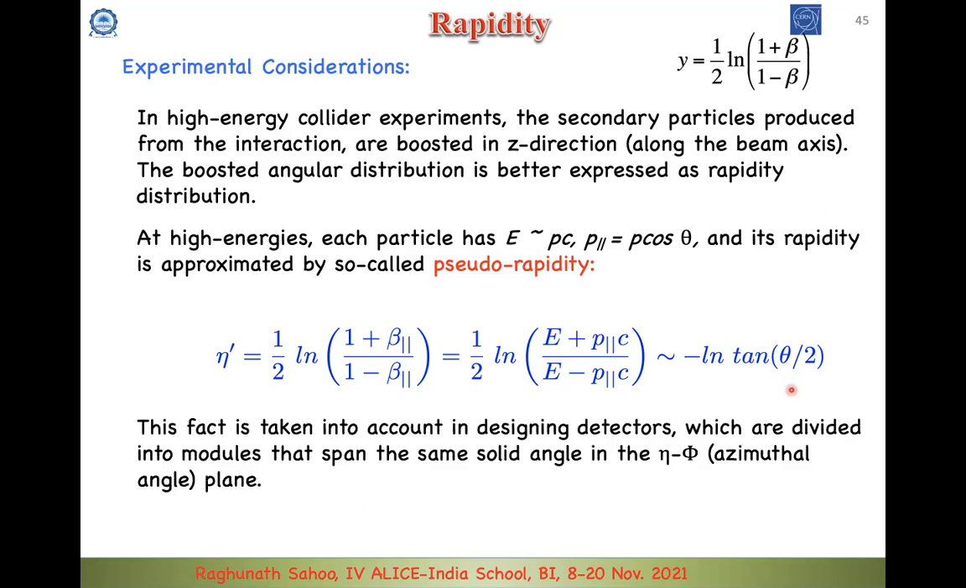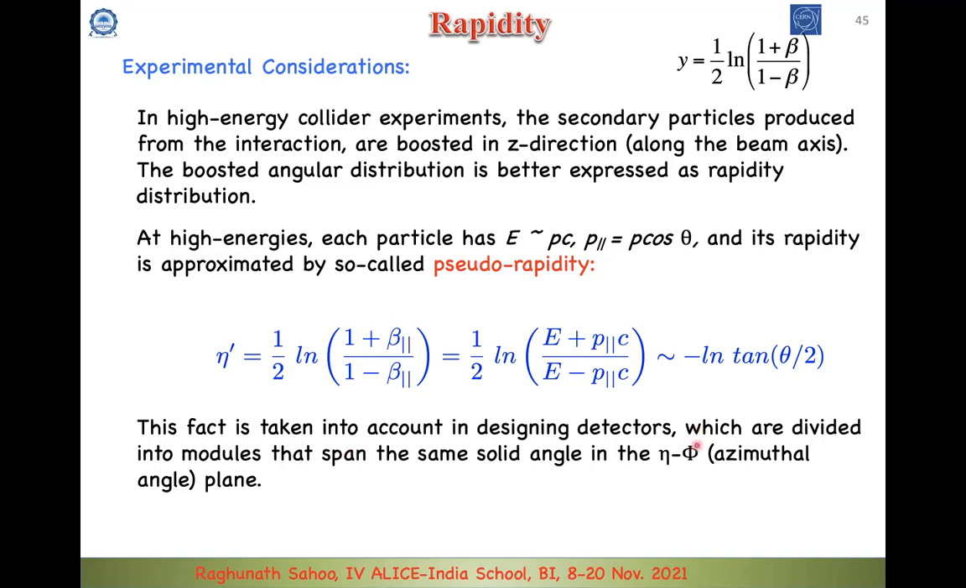So at very high energies, we can approximate rapidity with pseudorapidity, and the single variable is emerging out at the end of the day, which is your emission angle of the secondary particles from the collision point, that is theta. And if I have a detector somewhere, I exactly know the position of the particle. So then this will give me theta. So then I have a better handle on the tracking of the particles. So in fact, this is taken into account while designing the detectors, and which are divided into modules that span the same solid angle in the eta phi azimuthal plane.